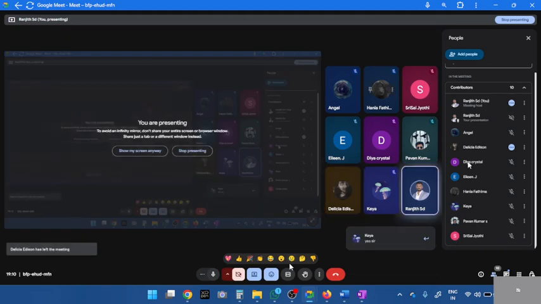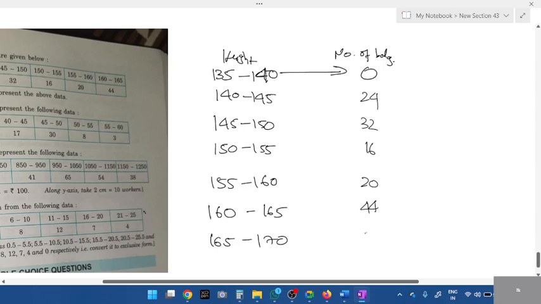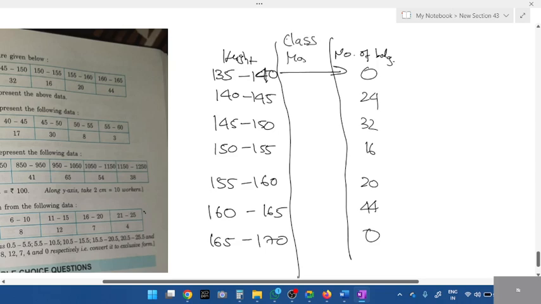Okay, 1, 2, 3, 4. Fine. Now tell me the middle value, students. How do you find the middle value? You should write it as class marks. The middle value, take it as class marks. Now, tell me what comes in between 135 to 140.